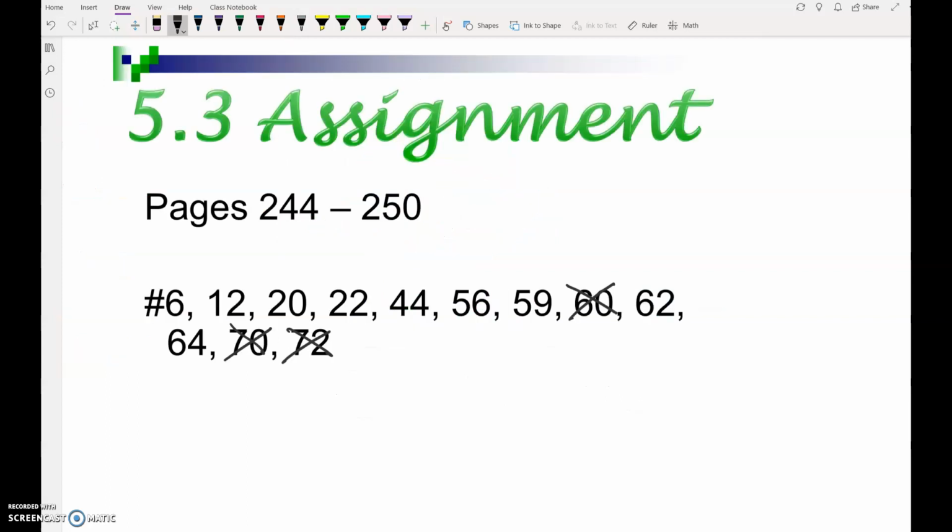On your assignment for section 5.3, we are going to skip number 60, skip number 70, and skip number 72. I believe that gets us down to 9 problems.